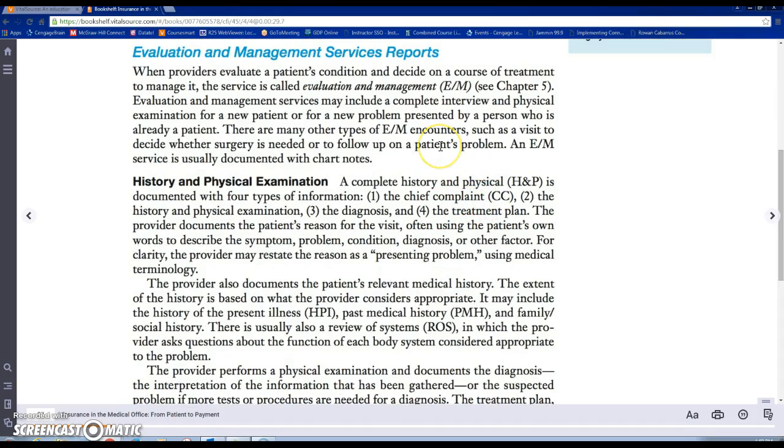Evaluation and management services. This is what you code for a doctor's visit. They're looking at the history and physical exam that you are given during your visit, looking at the chief complaint, the history and physical exam, diagnosis, and the treatment.